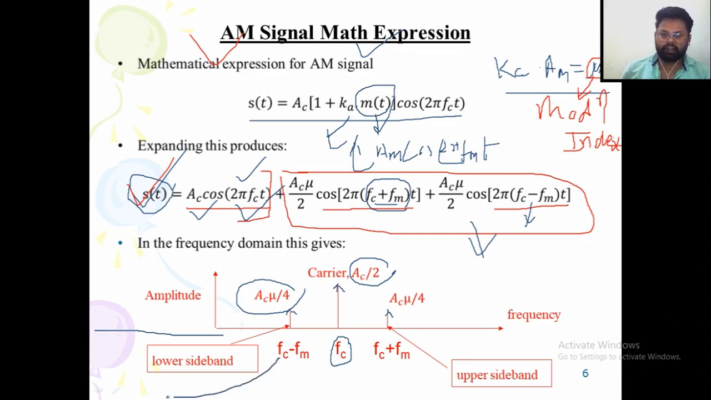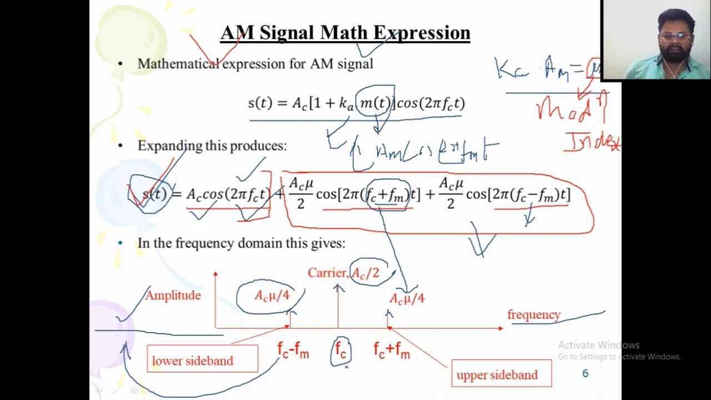It is also just the negative part. I just ignore it, and I am taking it as just positive frequency components, right? So if you take the Fourier transform of this carrier component, we will get a strength of AC by 2. And also this one is the component of FC plus FM.